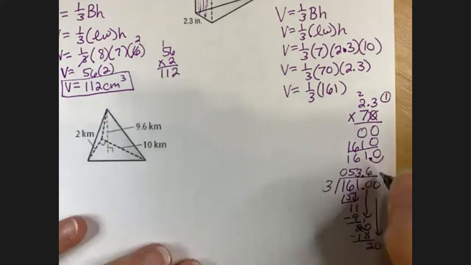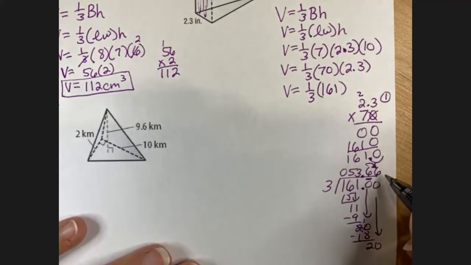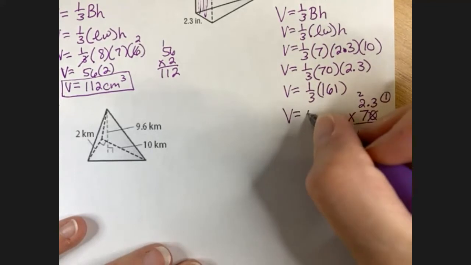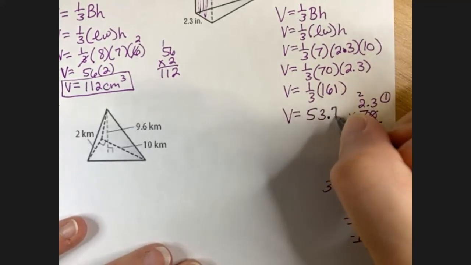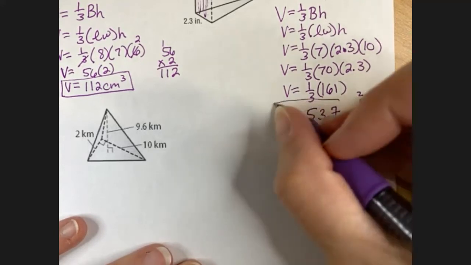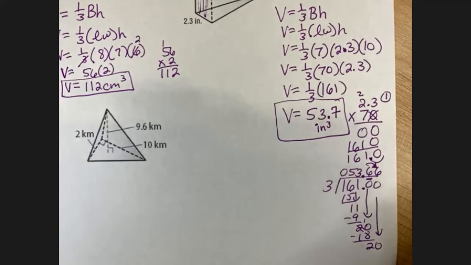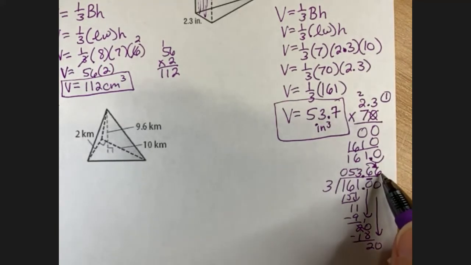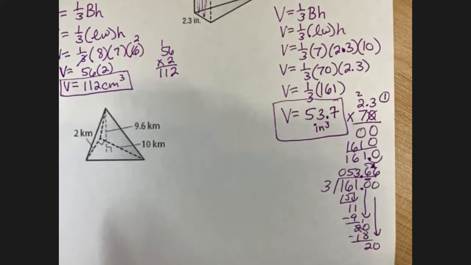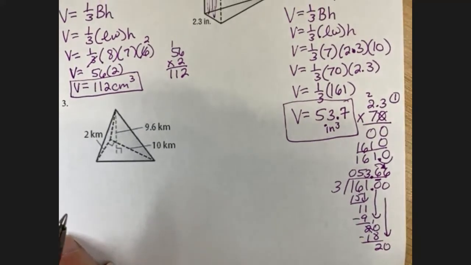I do need to go one more place because I am going to round to the tenths, and I look to the right, and I look at the 6. And it bumps that 6 up to a 7. So volume is going to be approximately 53 7/10 inches cubed. Notice I had to round that to the tenths place. So the 6 looks to the right, sees a 6, and it makes the 6 become a 7. That's rounding rules. So that's our answer for that one.